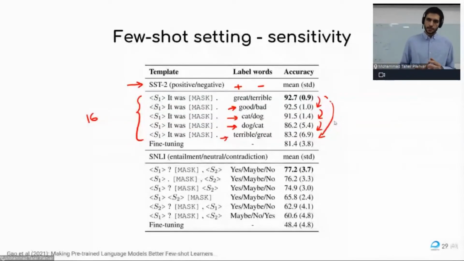Even a small punctuation change might make a difference, and label words might make a lot of difference. So manually designing the template is a bottleneck in prompt-based techniques. One of the research directions here is to try to generate templates automatically.